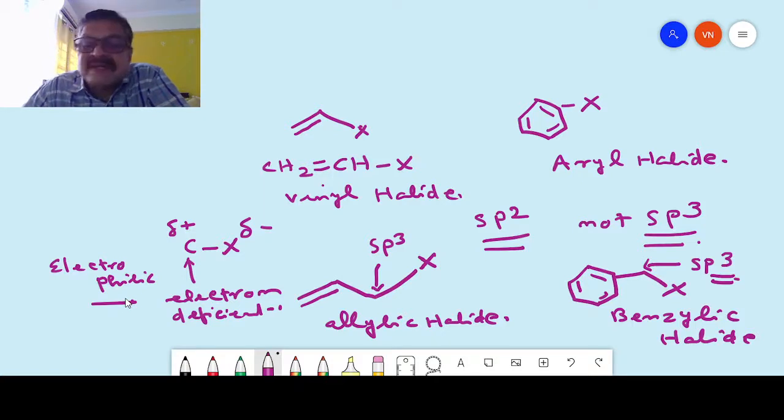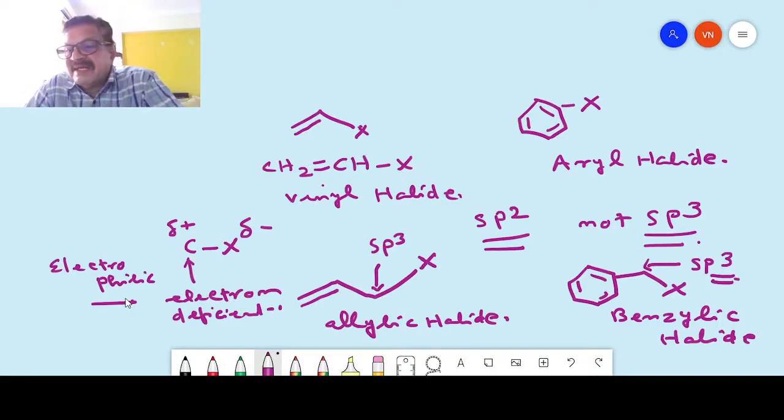So it will react with what? It is an electron poor species, so it will react with an electron rich species. That is why it is nucleophilic substitution. Nucleophilic substitution involves electron rich nucleophiles, because the carbon atom is rendered electron deficient. It has become an electrophilic carbon because of the presence of the halogen. That is the chemistry of the alkyl halides, the polar C-X bond. Simply remember that.